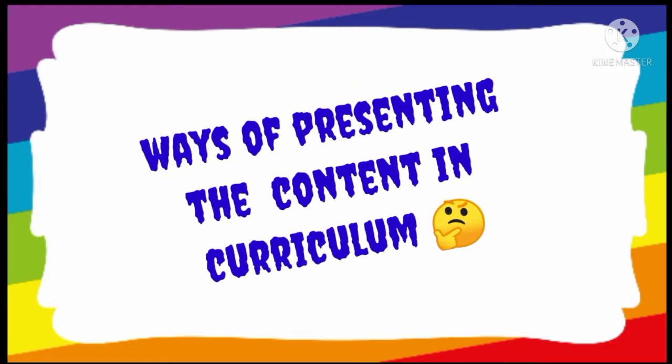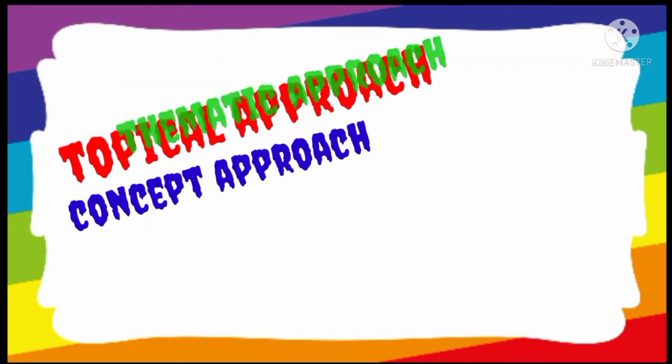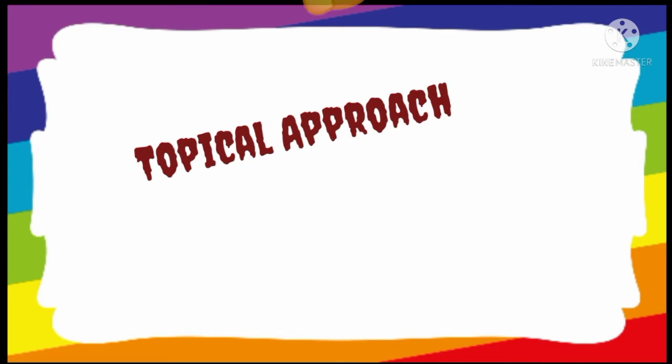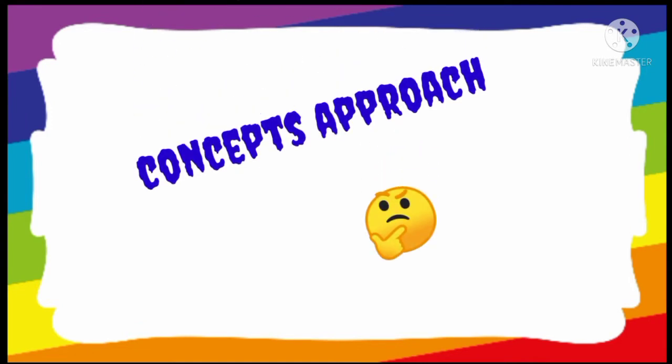Now let's proceed to ways of presenting the content in curriculum. In this case, they have 4 ways, which are the topical approach, concept approach, thematic approach, and modular approach. So, what is topical approach? When we say topical approach, the content is based on knowledge and experience. The second one is concept approach, with fewer topics in clusters among major and sub-concepts and their interaction, with relatedness emphasized.